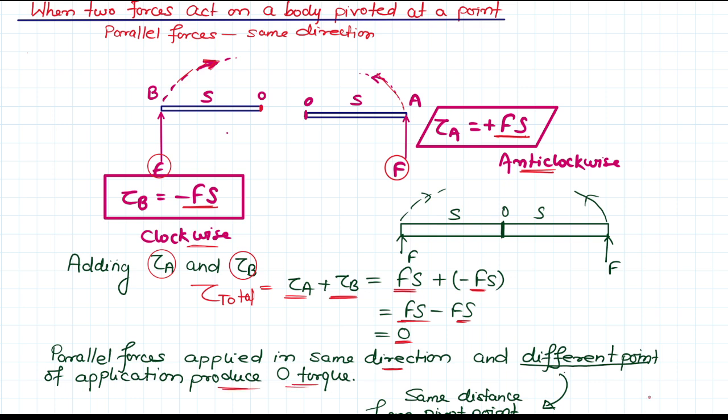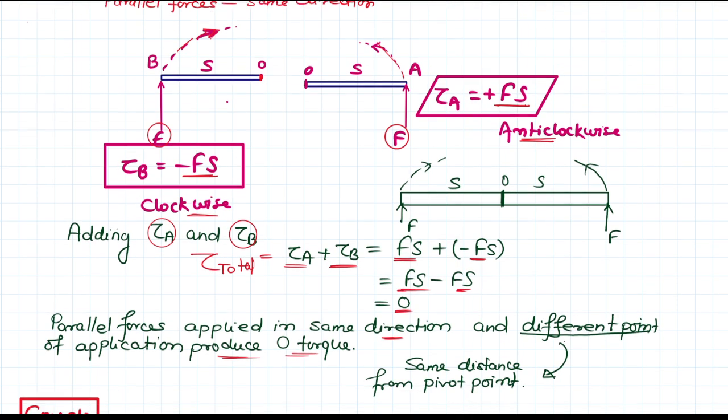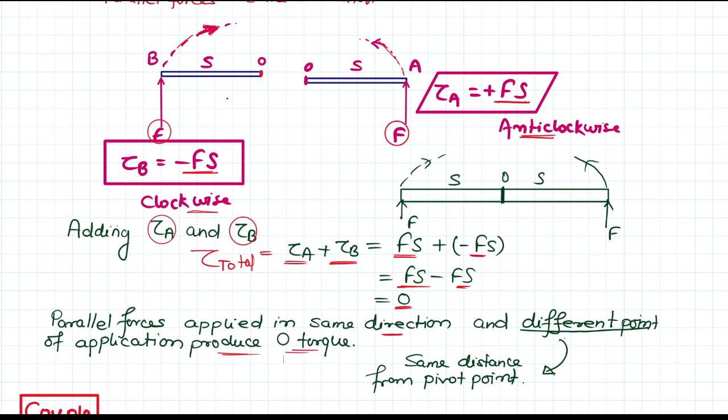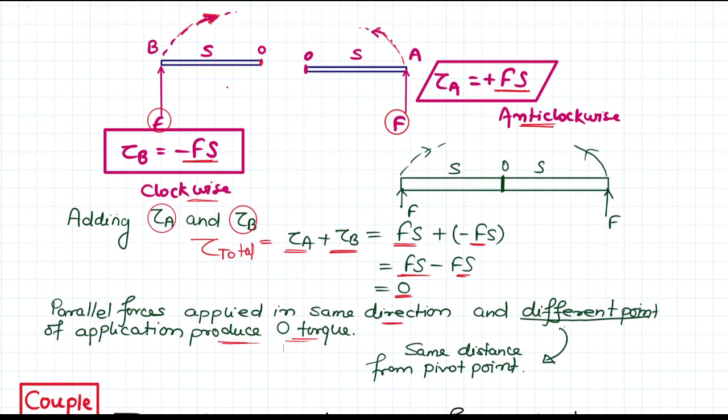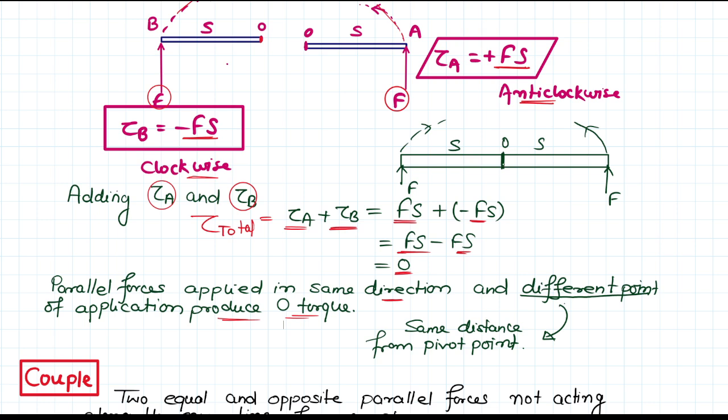So different points, but here I can say the same distance from the pivot point, right? In the same body. So here I can say this will be the center. If we add both, with the center here, there are two parallel forces: one is giving clockwise movement, another is giving anti-clockwise movement, so both will cancel each other, so total torque becomes how much? 0, right? So total torque equals 0.